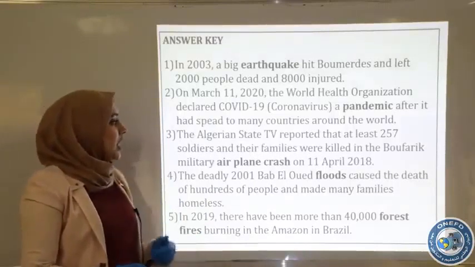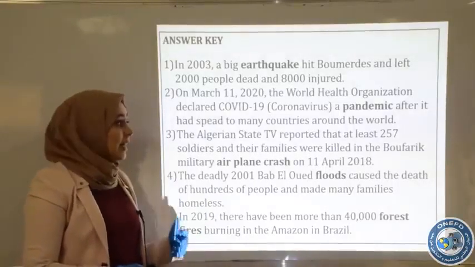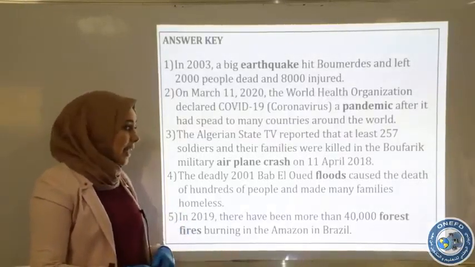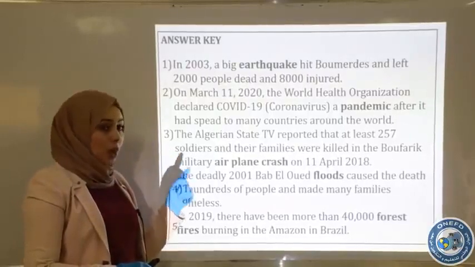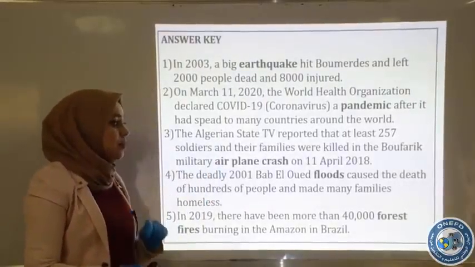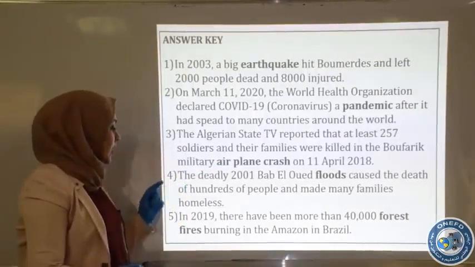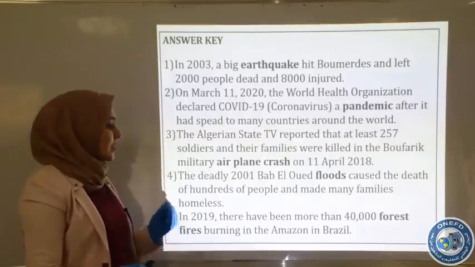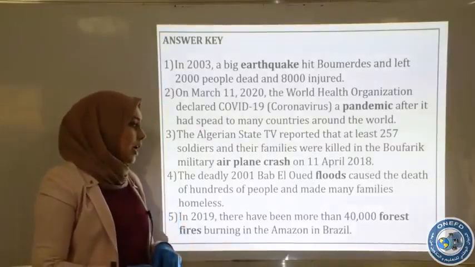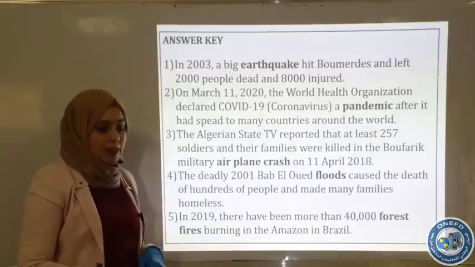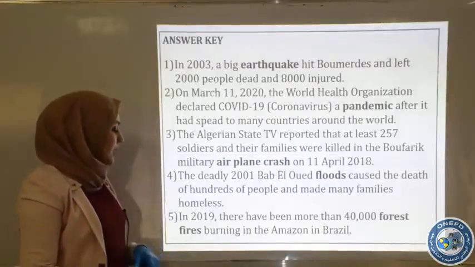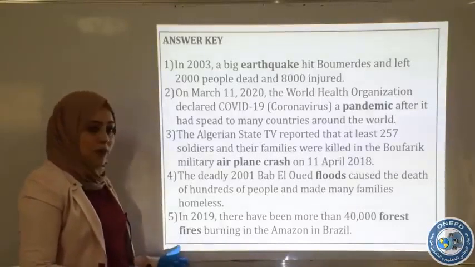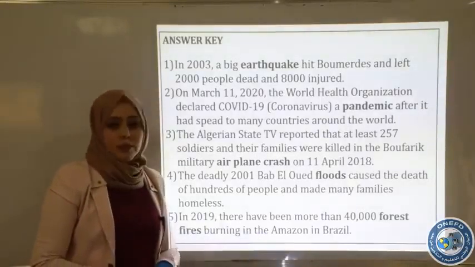Next one, 3, the Algerian state TV reported that at least 257 soldiers and their families were killed in the Boufarique military airplane crash on April 11th, 2018. Next one, the deadly 2001 Babelwed floods caused the death of hundreds of people and made many families homeless. The last one, 5, in 2019, there have been more than 40,000 forest fires burning in the Amazon in Brazil.